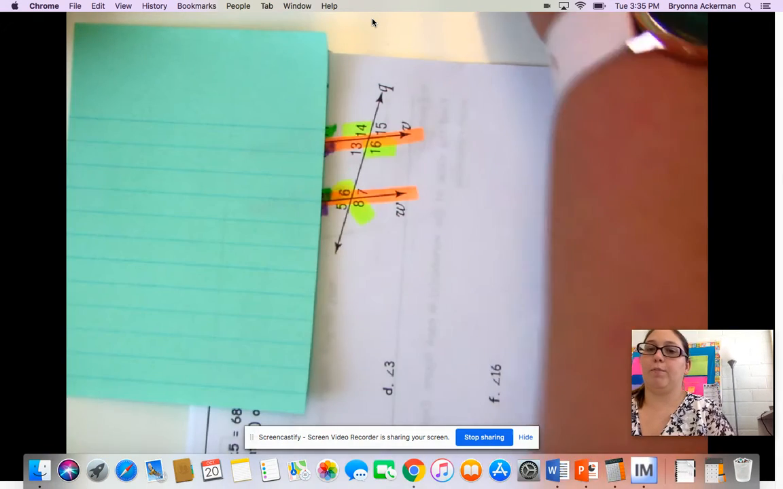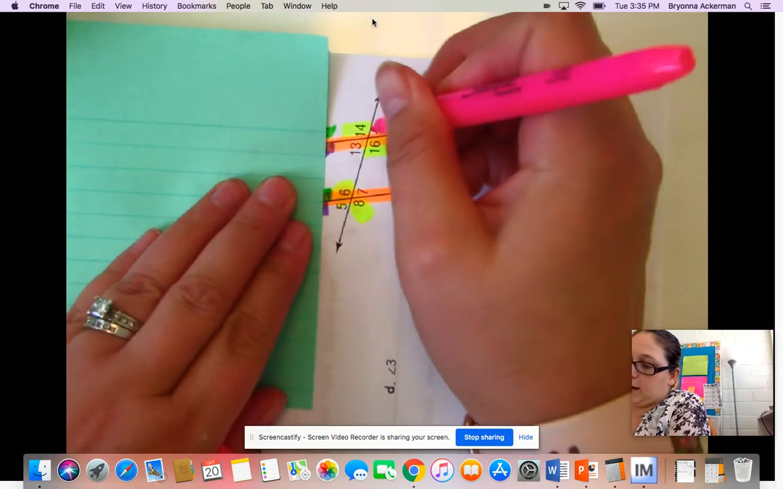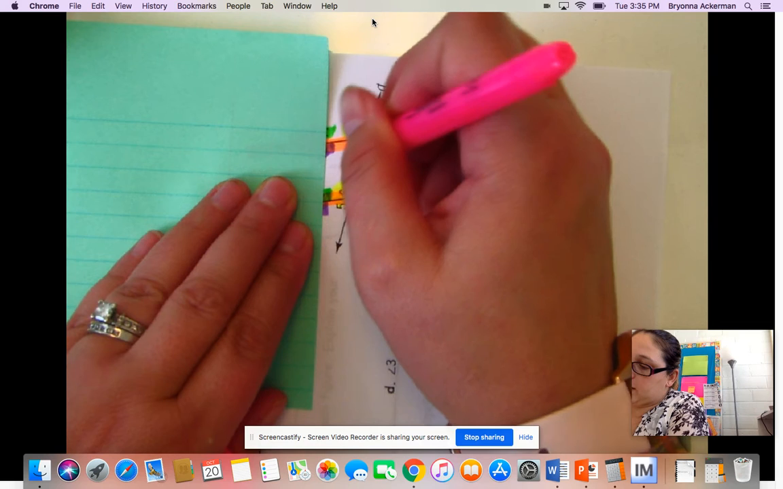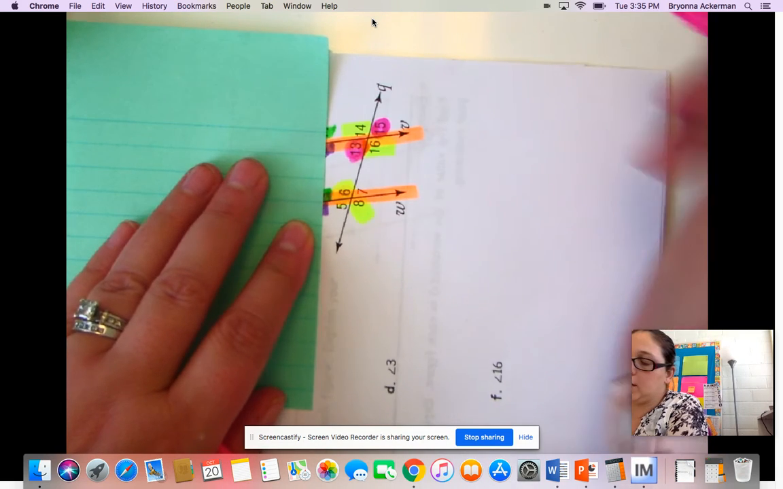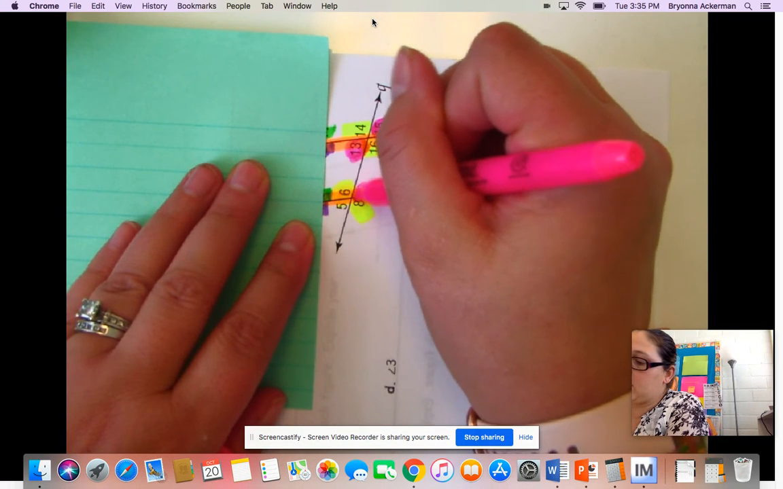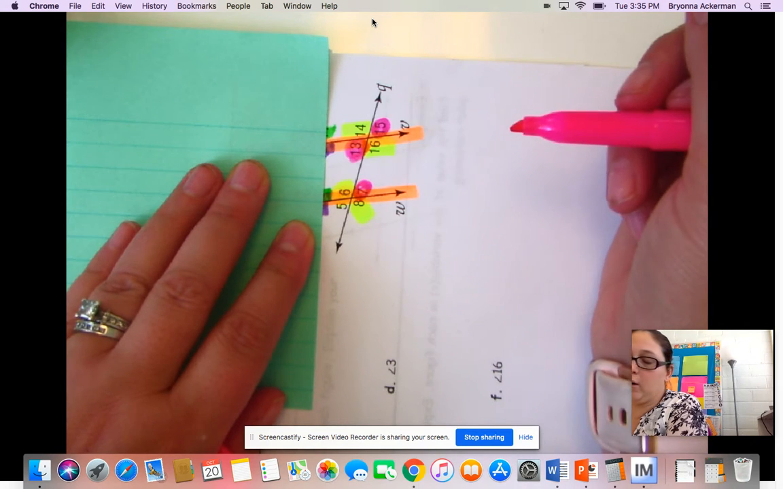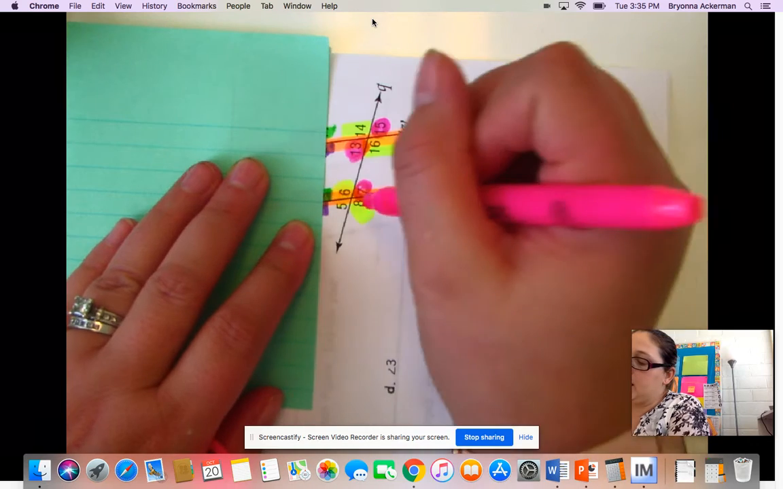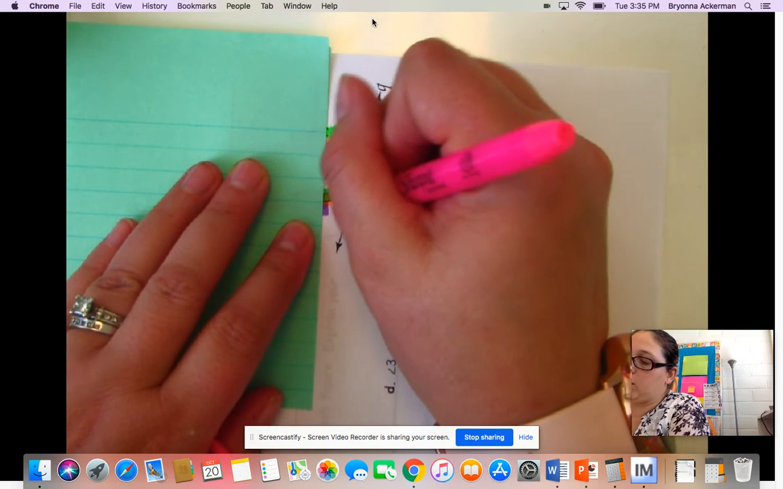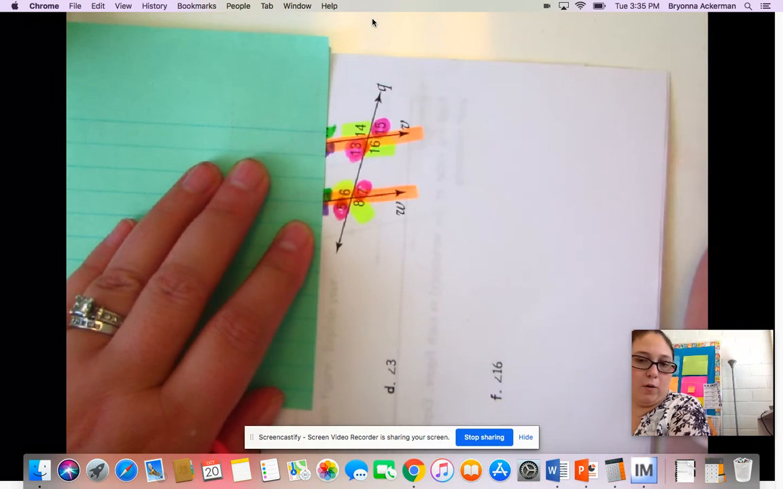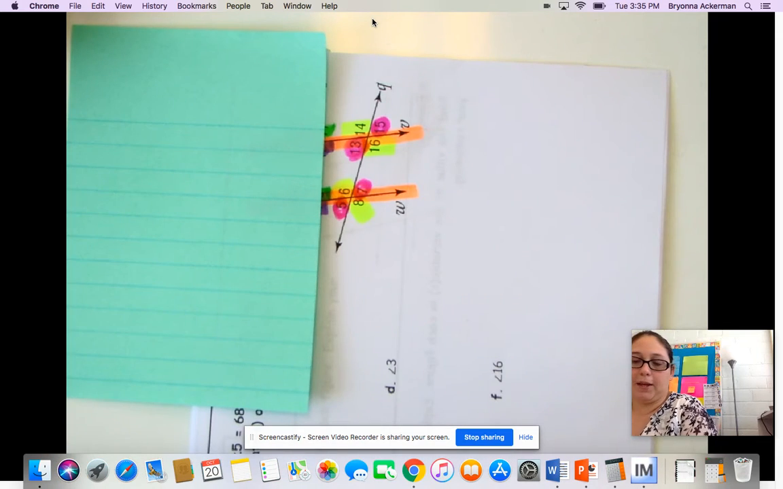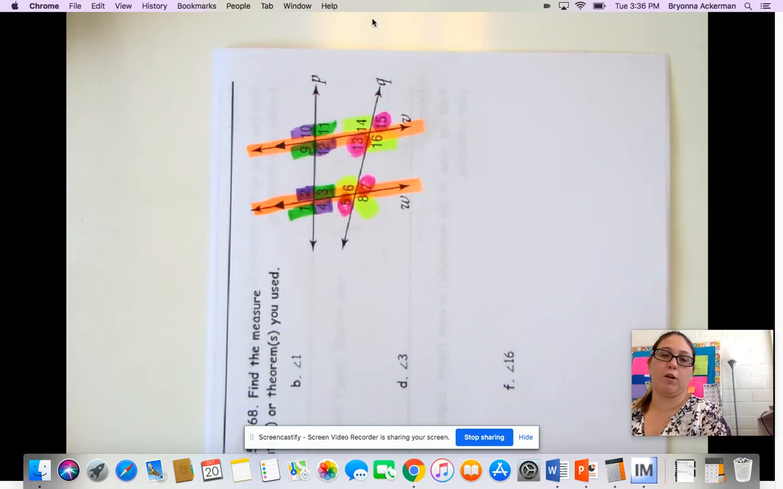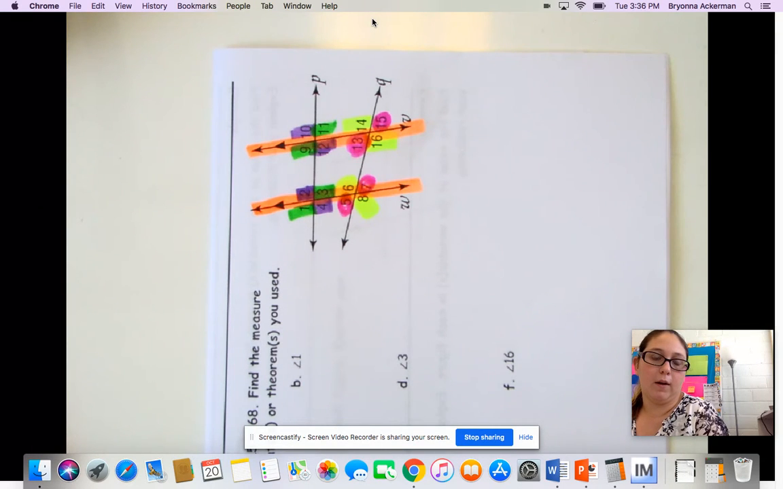All right, let's do pink. Pink, I get 15 and 13. Those are vertical angles. 13 and 7 are alternate interior, or 15 and 7 are corresponding. 7 and 5 are vertical, or 13 and 5 are corresponding, okay? So all the pink are equal to each other, all the yellow are equal to each other, all the green are equal to each other, and all the purple are equal to each other, okay?